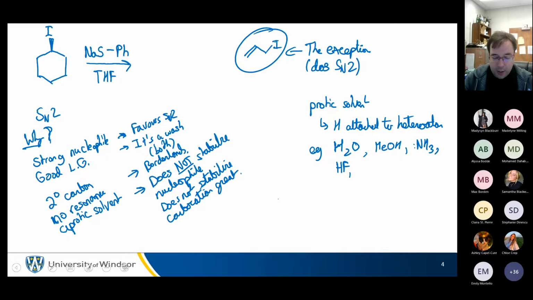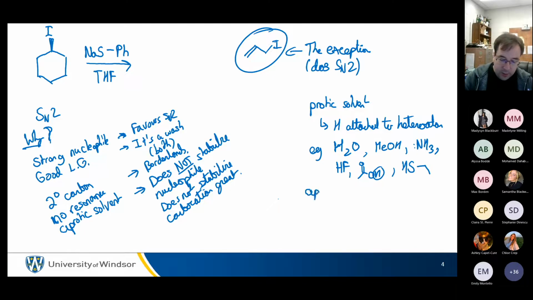You can run reactions in acetic acid. It's a protic solvent. You have an H attached to a heteroatom. If you really like stinky things, you can run reactions in ethane thiol. I wouldn't. It's horrible and disgusting. But it's a protic solvent. You have an H attached to a heteroatom.